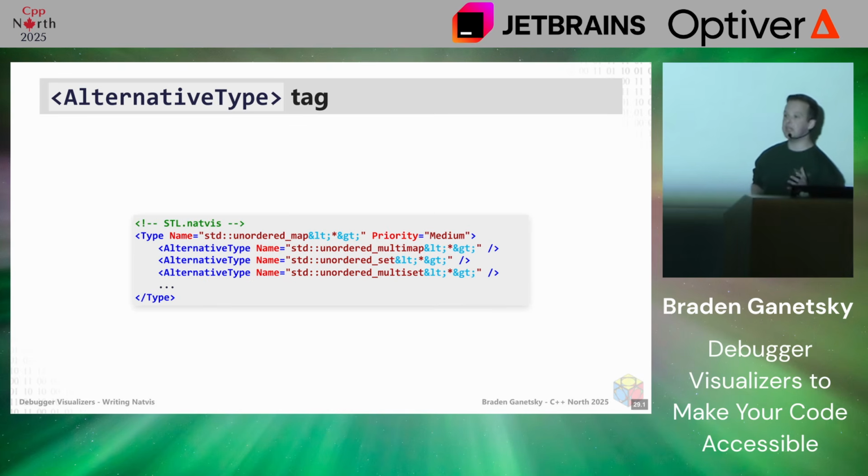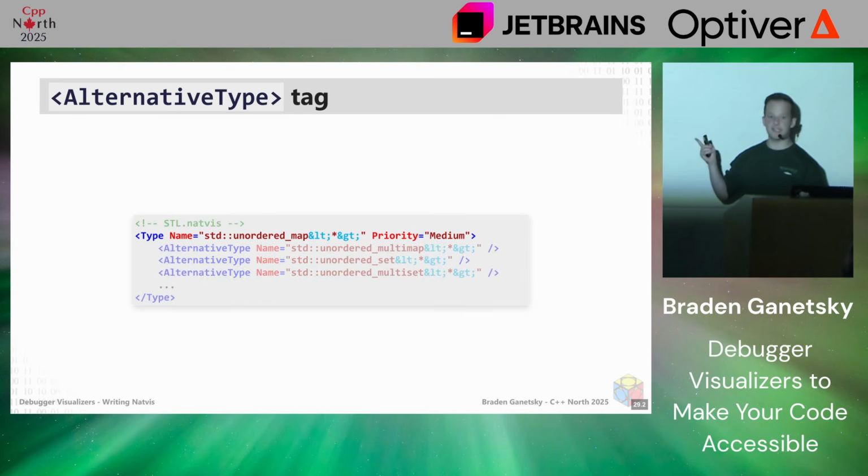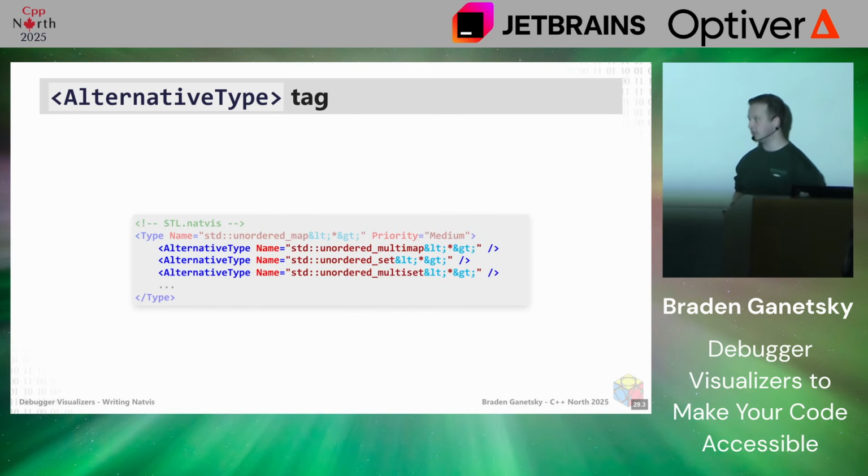So the alternative type tag, this is where we'll get started. You can put something into the type. This is from stl.natviz, which is the file that is preloaded into Visual Studio to display everything from the standard library. This is open source. This is on GitHub, on Microsoft STL. So I have the type tag, which has a name, std::unordered_map of star. And then I have alternative type, which is unordered_multimap, unordered_set, and unordered_multiset. And this just exists here basically to specify multiple names. We're specifying multiple names for this type, and that's it.